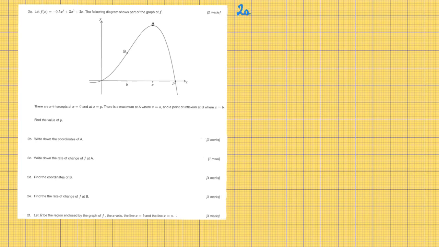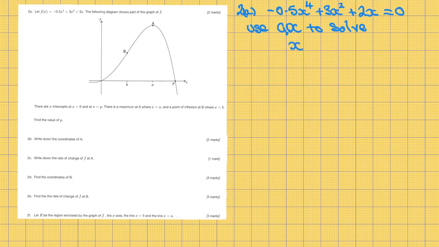We want minus 0.5 x to the power of 4 plus 3x squared plus 2x to equal 0. In order to solve this, use your GDC. And when you use your GDC, x equals 2.73. 2b. Write down the coordinates of A.